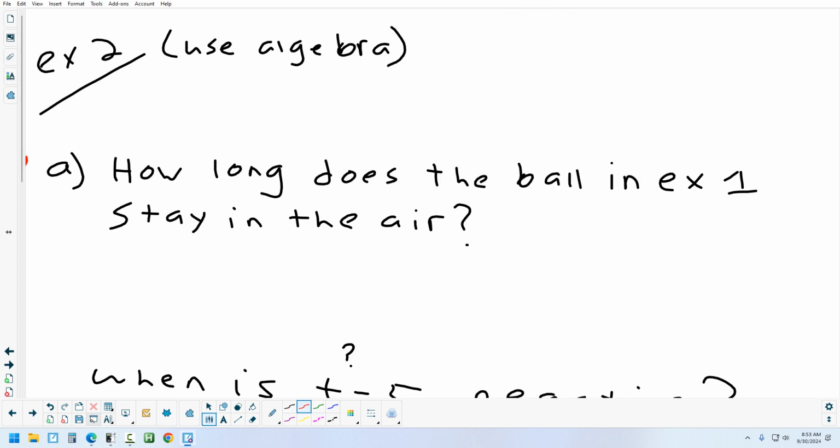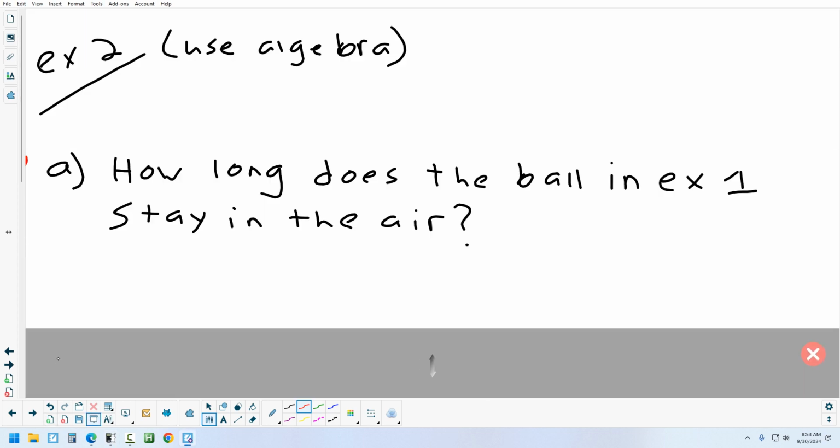Next question is the same condition, same problem. When does the ball basically hit the ground? How long is it in the air for? So if the ball is in the air, then we know the height of it is what? Greater than 0. So we basically want to find when the height is greater than 0.